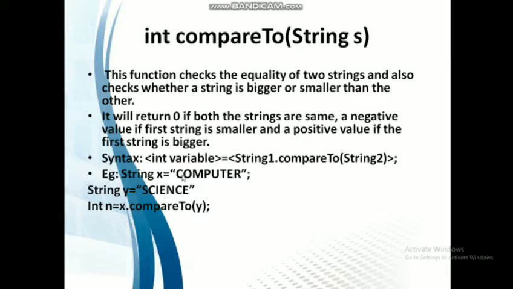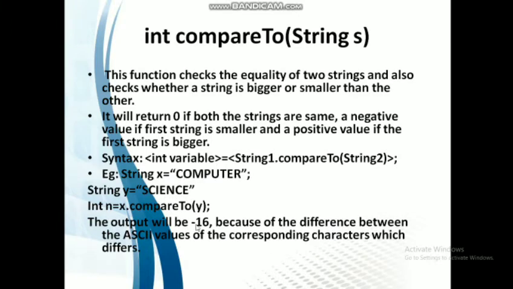And here our answer will be minus 16, because of the difference between the ASCII values of the corresponding characters which differ. So here computer will check C and S, the first letters. In this case the first letters themselves differ, so it will find the difference between the two ASCII values. Or else you can just count: after C, when is S coming?